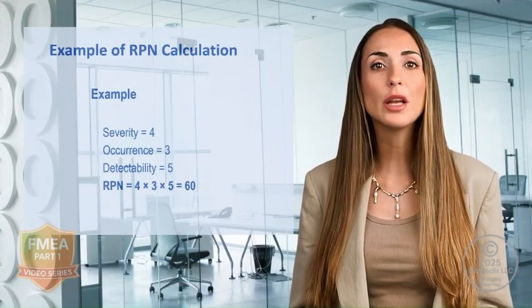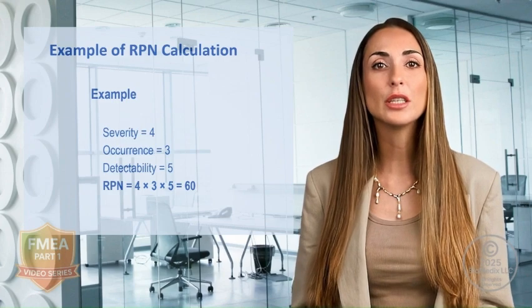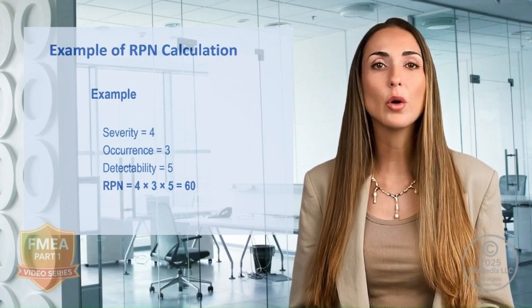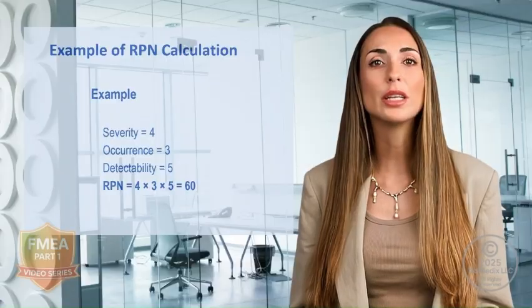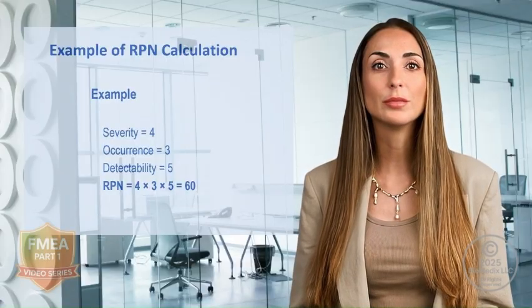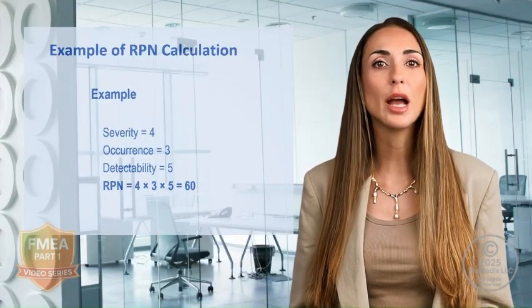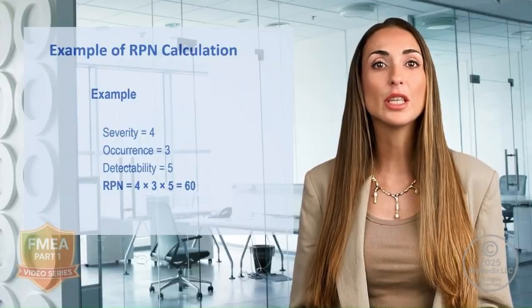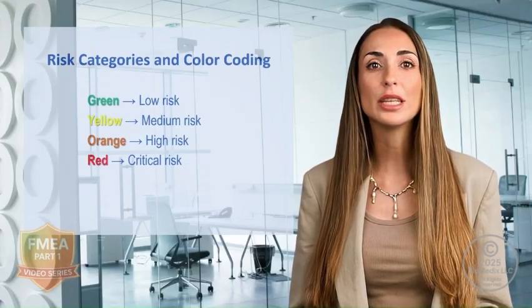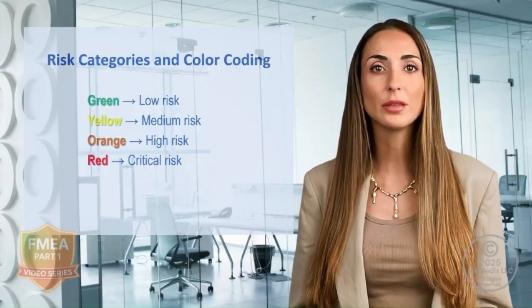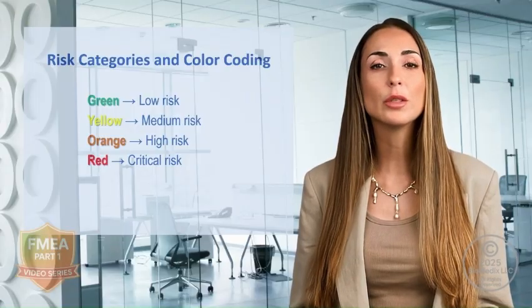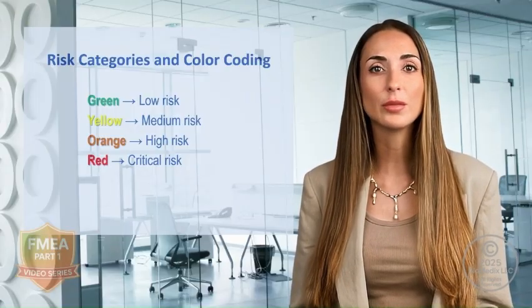Once you have the RPN, you categorize the risk using color codes like green, yellow, orange, or red, and decide what actions are needed. If the risk is too high, you apply risk controls like design changes, software updates, protective features, or user training. Then, you reassess the risk to confirm it's been reduced to an acceptable level.